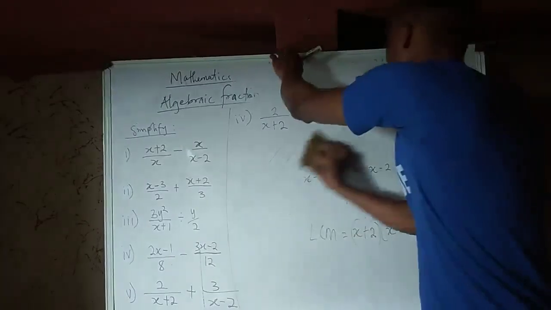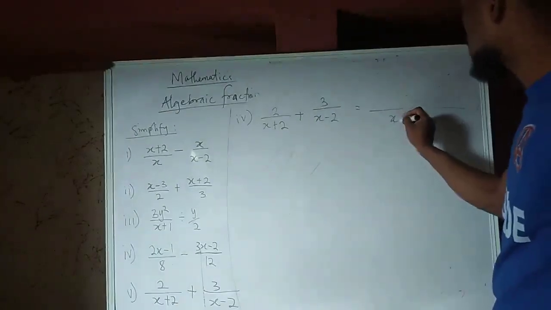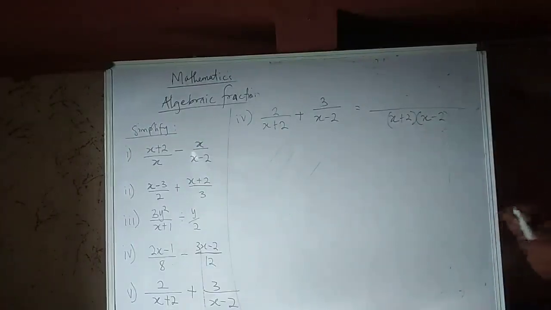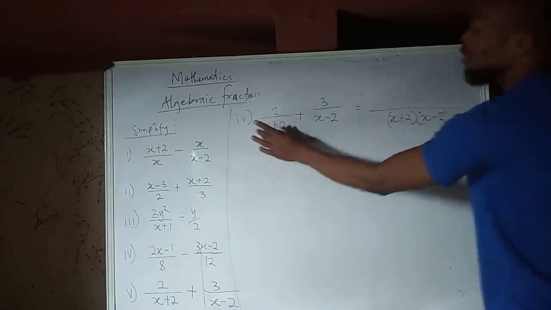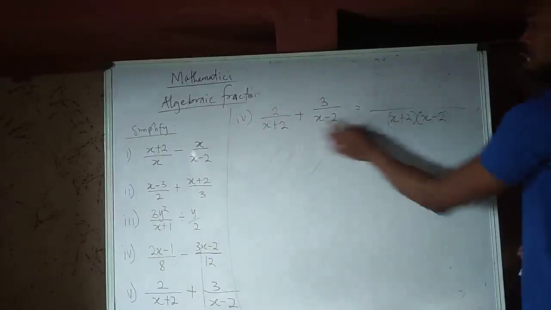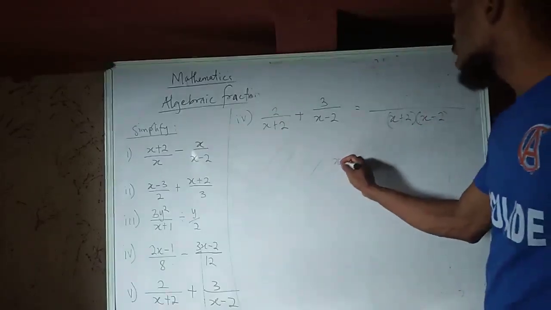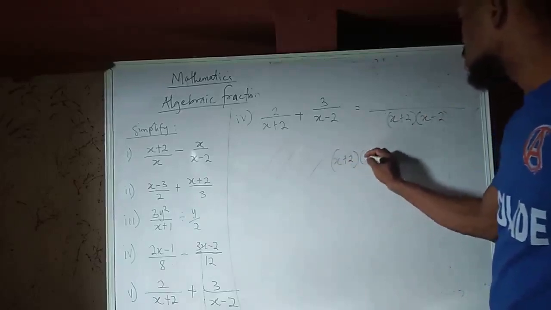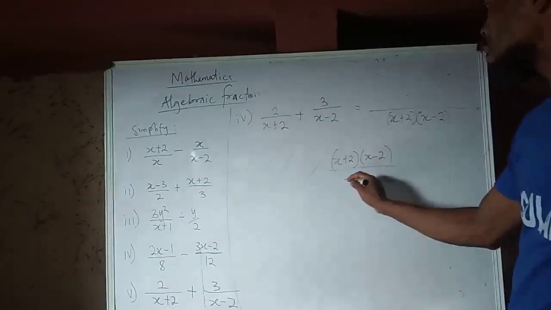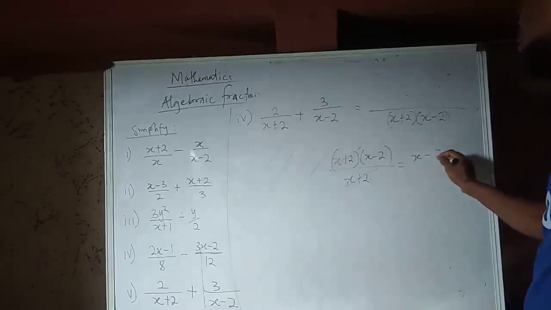So the LCM is x plus 2 multiplying x minus 2. What do we do with the LCM? We use the LCM and divide this. When we use the whole of this and divide this, the x plus 2 will be gone. Only x minus 2 will be left. Let me show you what I mean. x plus 2 multiplying x minus 2, that's the LCM here, divided by x plus 2. This will cancel this, and we'll be left with x minus 2.